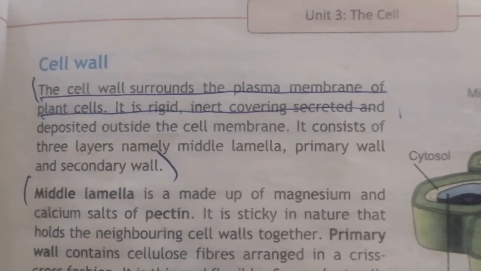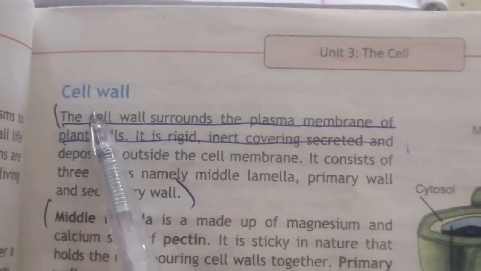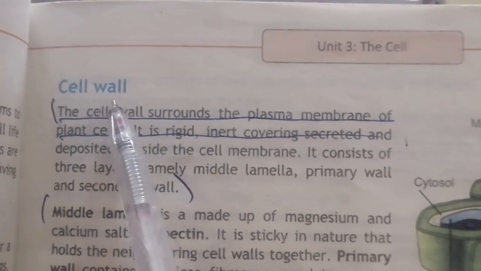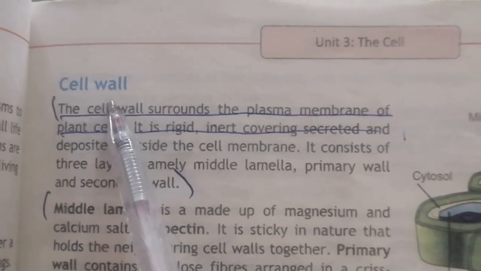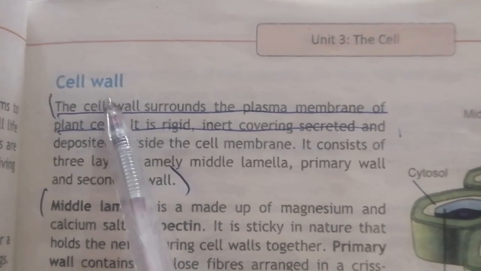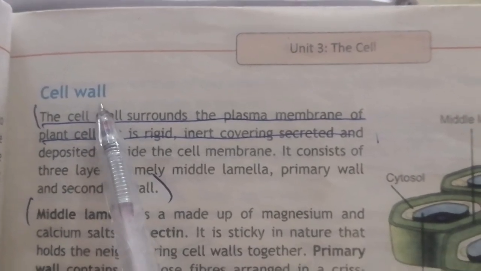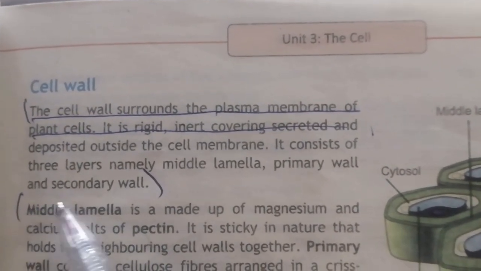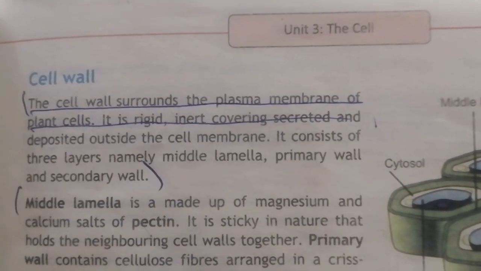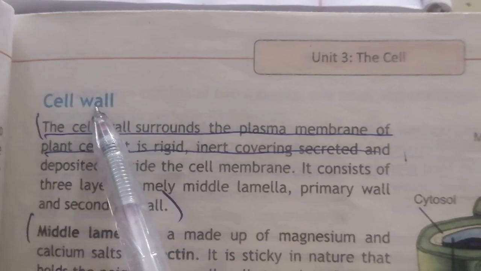Dear students, the main objective of reading this topic, cell wall, is to understand that cell wall is the basic cellular component of the plant cell. And without it, the plant cell will not hold its shape and even not control its function. So let's begin with the reading of this topic, cell wall.